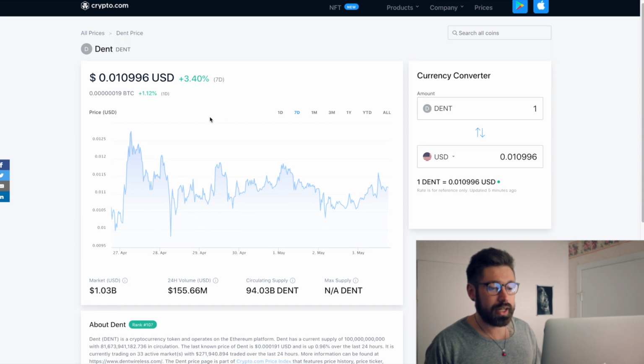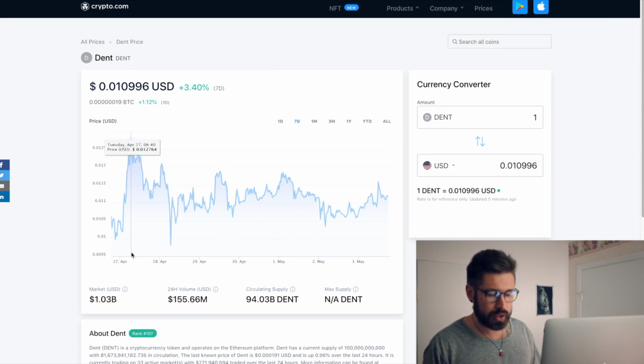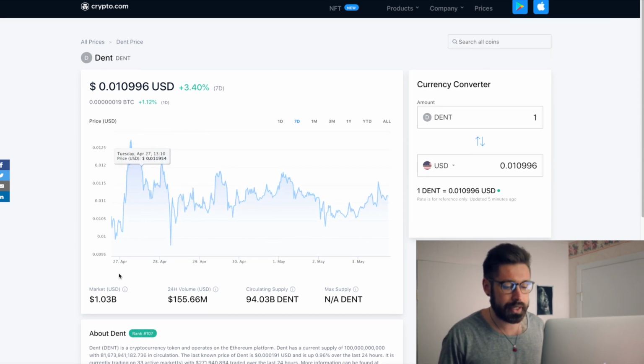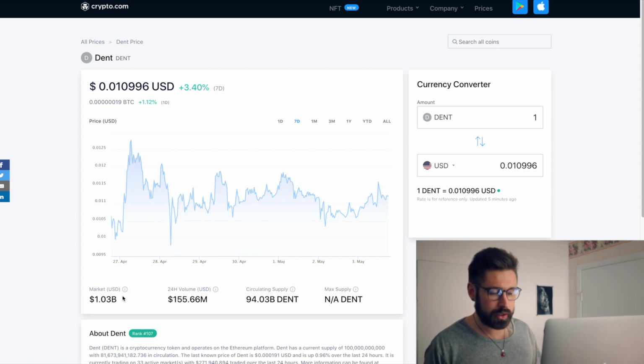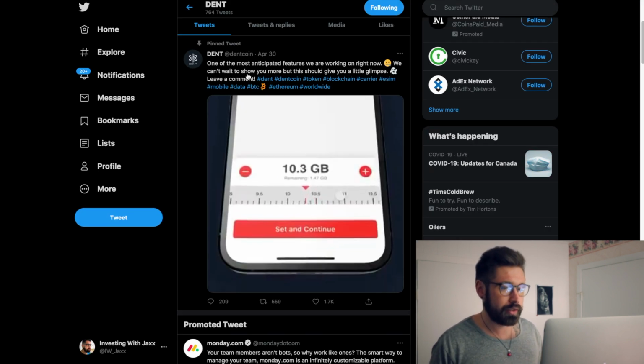So currently we're sitting at 2% on the day. And on the 7-day, we're up 3%. We're just consolidating right now for Dent. We're going to go over the Twitter and then the technical analysis. The market cap is 1.03 billion and the 24-hour volume is quite low, 155 million for Dent.